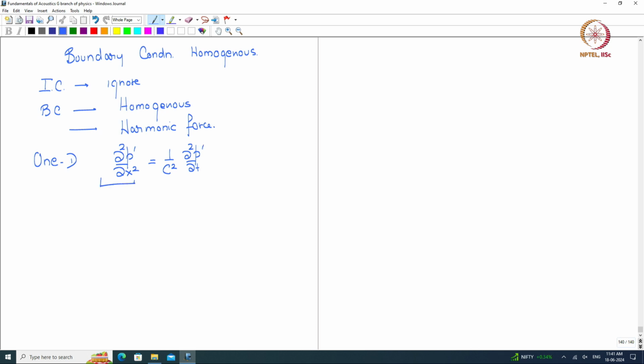So now this is where the boundary condition comes from. You can have a condition where p' is set to 0 as a homogeneous boundary condition, which is called the pressure release condition. Or we can have ∂p'/∂x equal to 0, which is the rigid walled condition.